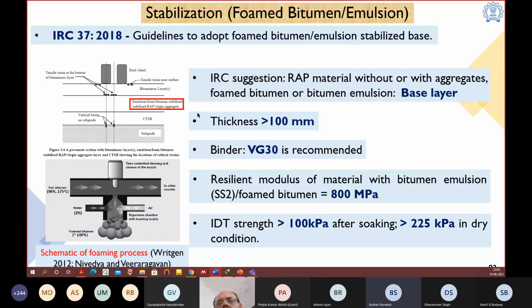So this is again an interesting prospect. The foam bitumen emulsion is stabilization with wrap material.